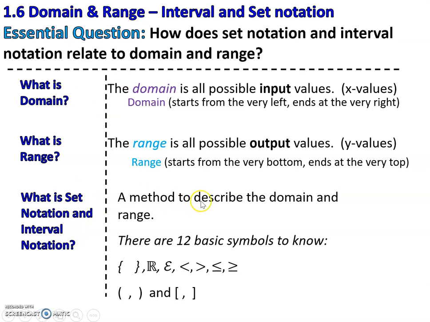So what is set and interval notation? It's a method to describe the domain and the range. There's 12 basic symbols that we need to know. Okay, so we got greater than and less than. We have less than or equal to, greater than or equal to. We have some different notations that we're going to use. So you need to get used to these symbols and what they mean, all real numbers. We'll practice these as we go on here in the notes.